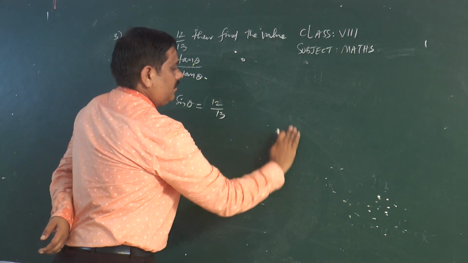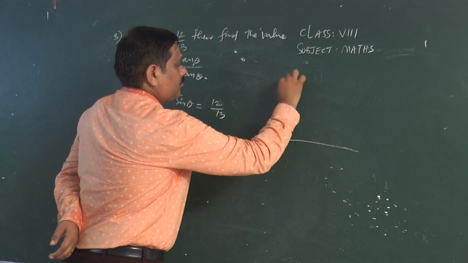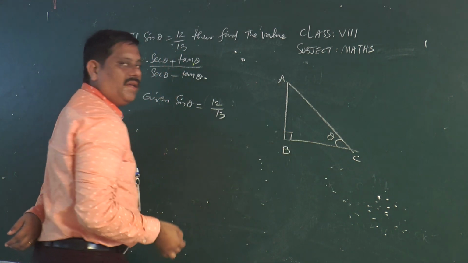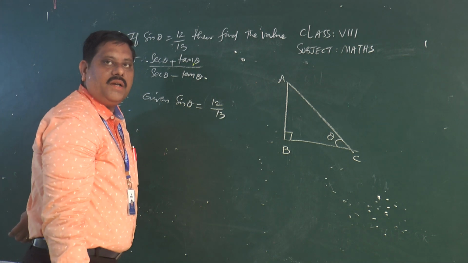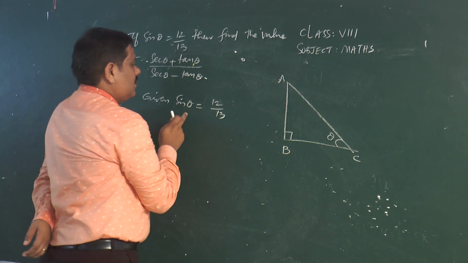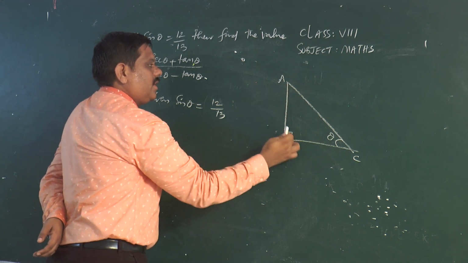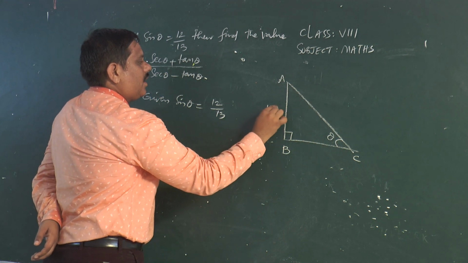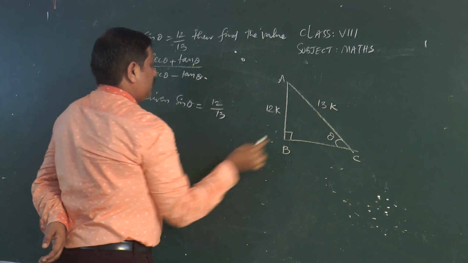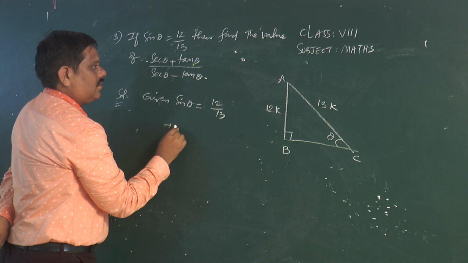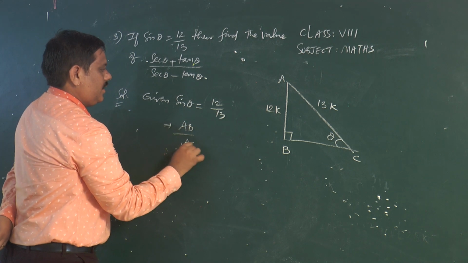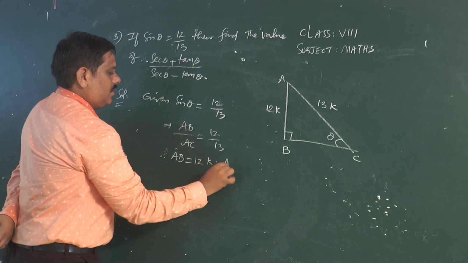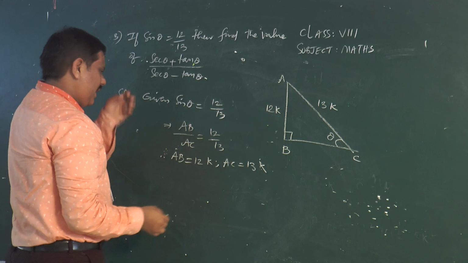Now let us take the triangle. If it is theta, there is no restriction to take A, B, C, we can take them anywhere. Let us take angle B as 90 degrees. As it is sin theta, according to the definition, it is opposite side to theta by hypotenuse, or the ratio of perpendicular to hypotenuse. So it is some 12k and 13k. So we have sin theta is AB upon AC, that is 12 upon 13. Therefore AB is equal to 12k, AC is equal to 13k.